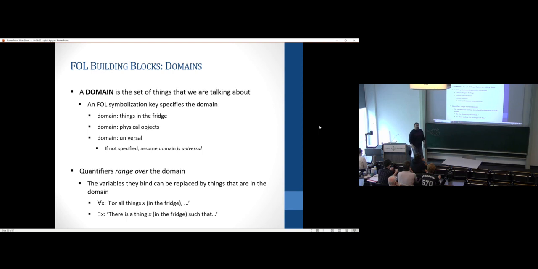So whenever we have an FOL symbolization key, it must tell us a domain. And domain is the collection of things that we want to talk about. The domain might be things in the fridge, if we're saying all the beer is gone. It might be physical objects, if we want to say everything is caused by something. Or it might be universal, if we want to say everything is a physical object, if we're materialists, say.